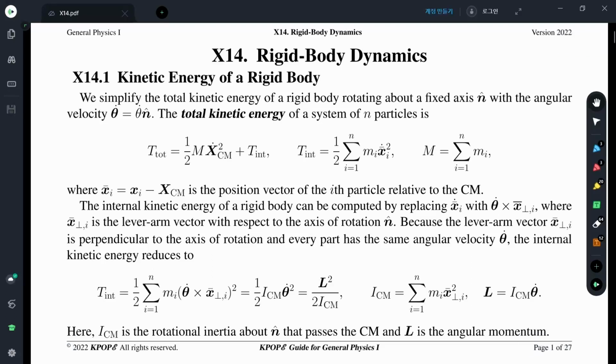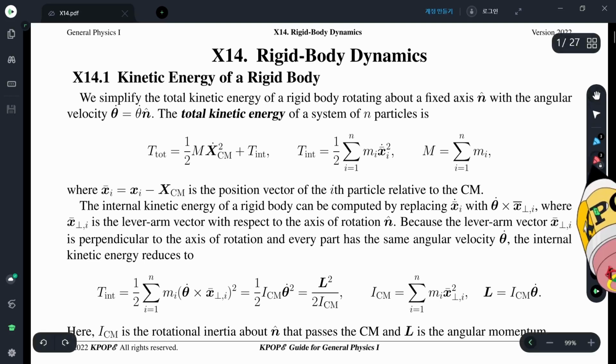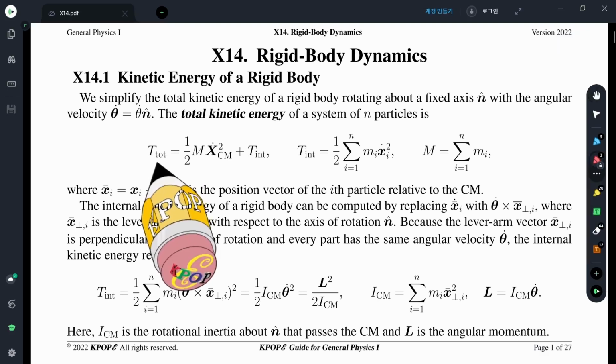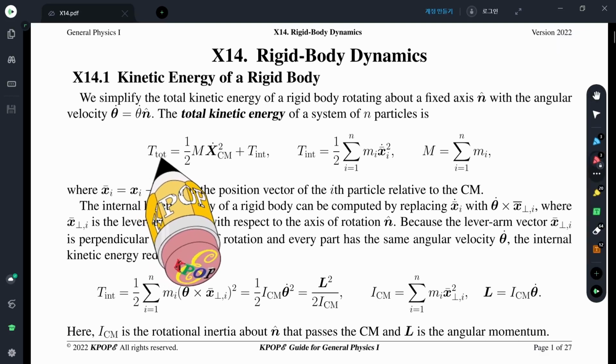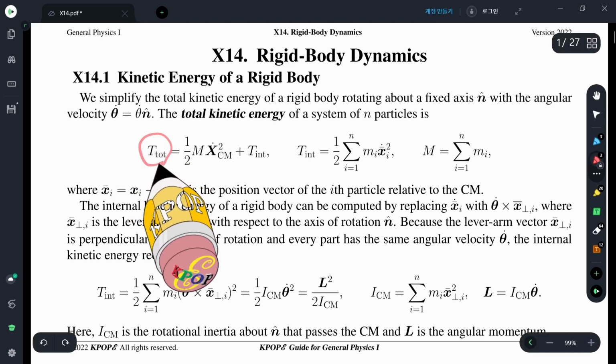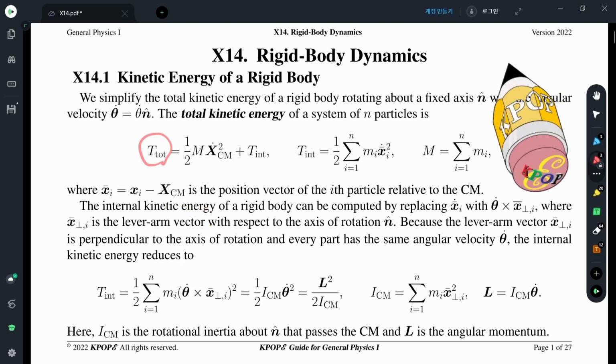In this class, we study rigid body dynamics. Previously, we studied how to describe the total kinetic energy of a system of particles. In general, the total kinetic energy of a system of particles can be separated into two pieces.